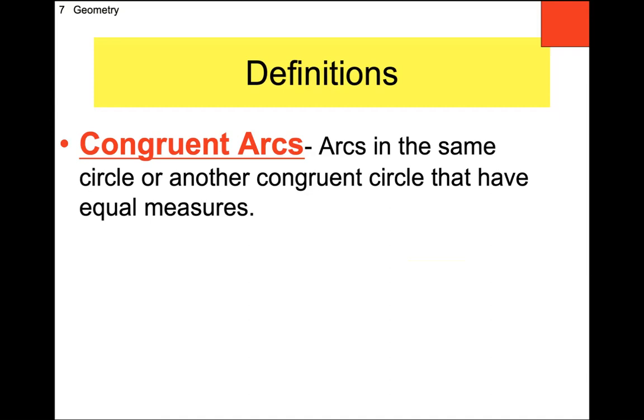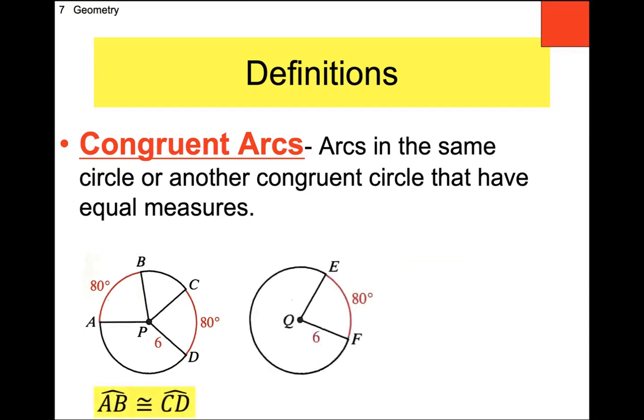So if you're a congruent arc, let's say you're on the same circle like this one, you are congruent if your measurements are the same. Well, clearly AB is equal to CD since they both measure 80 degrees and they're in the same circle. But if we had another circle, notice our circle there on the left has a radius of 6. So any other circle with a radius of 6 whose arc measure is 80 degrees would also be congruent to either AB or CD, right?